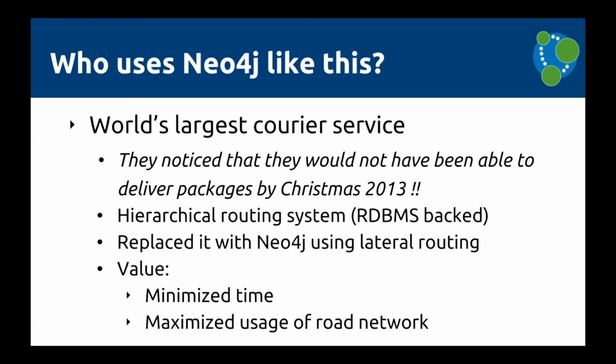The problem was that they realized they were going to have a whole load of packages to deliver by Christmas, and it wasn't going to happen. So effectively, Neo4j came to the rescue for Christmas 2013, for some people, we like to say. Again, the value here was that we minimize the time to work out which way to route, which means we can get higher throughput on parcels going through that service. And the way that it was able to maximize the usage of the road network was an additional benefit.